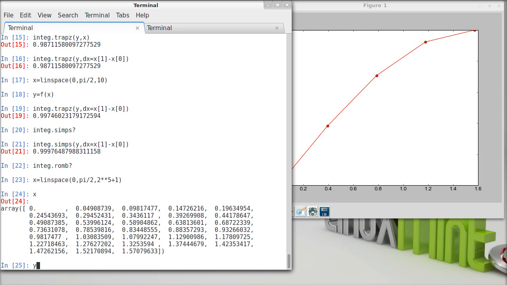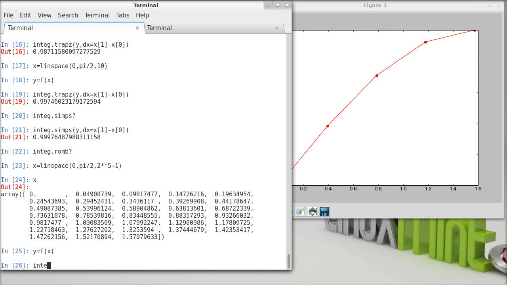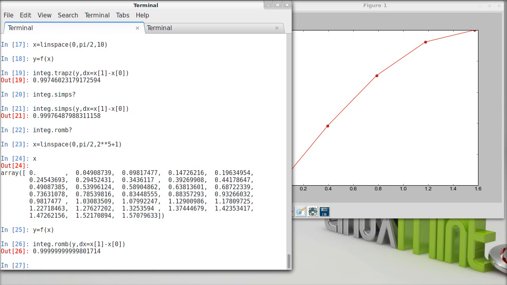So a lot more points. We can evaluate y at that. And now we can apply Romberg integration to this. So y and dx, again, we have to feed in the separation. Okay. And there we go. It gives us an answer. And notice that, again, knowing the correct answer, it gives us incredibly close to 1. Okay, so this has done an incredibly good job of getting us the correct answer.